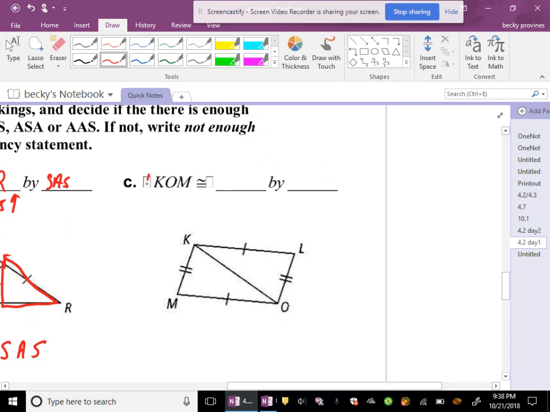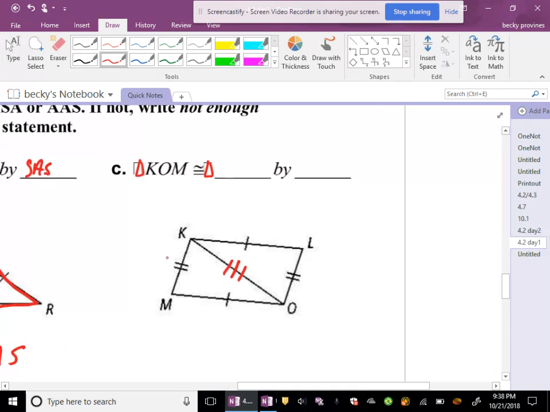Okay, so when you look at this piece of information, you should notice you have 2 pieces of information. You need 3, so we have to find something that's already on the picture. And again, we have this reflexive side. So we have all sides. So this one's really easy to realize. If you have all sides, this is just called side, side, side. However, I believe writing the congruency statement is harder for SSS.